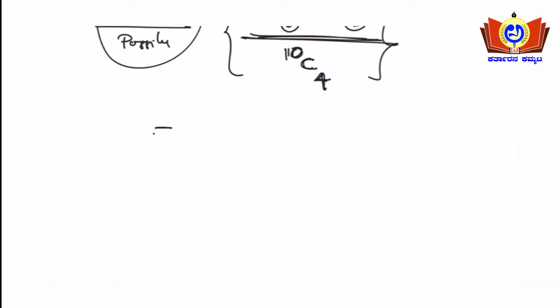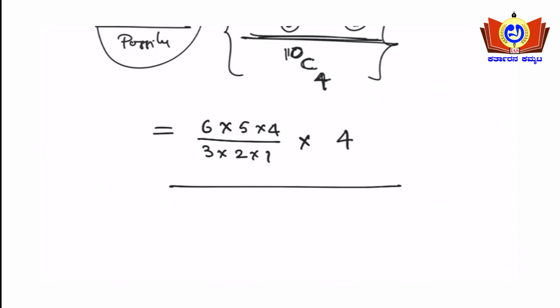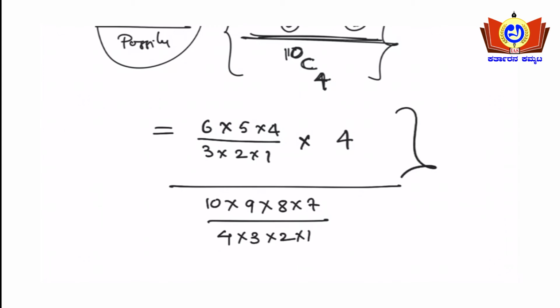Now upon writing this in a very clear manner, the solving becomes very easy here. 6C3 means 6 should be reduced 3 times: 6 into 5 into 4 whole divided by 3 into 2 into 1. This should be multiplied by 4C1, which means 4 divided by 1, whole divided by 10C4. 10 should be reduced 4 times: 10 into 9 into 8 into 7 whole divided by 4 into 3 into 2 into 1.